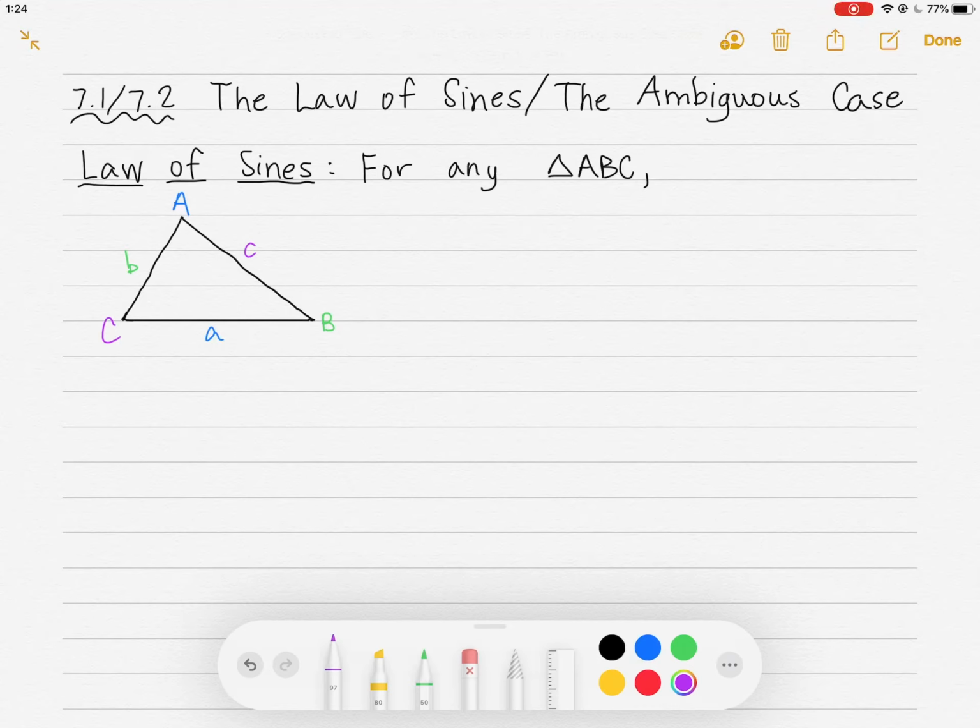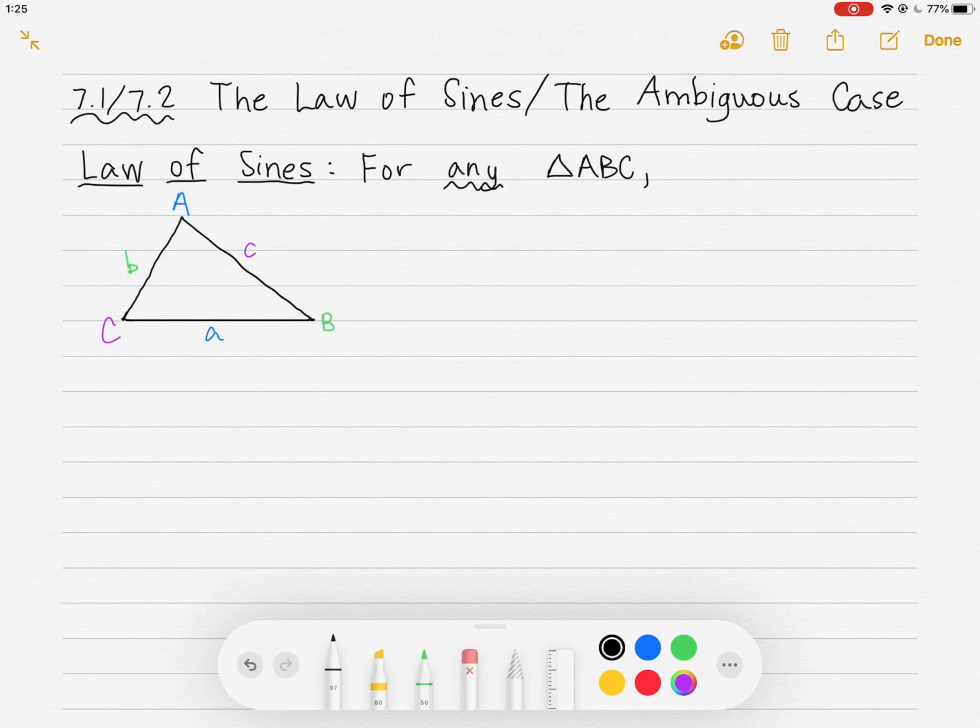In this video, I'm covering section 7.1/7.2, the law of sines / the ambiguous case. The law of sines says, for any triangle ABC: before now, the only trig that we had for triangles was right triangle trigonometry. SOHCAHTOA only works if you have a right triangle. This is for any triangle ABC.